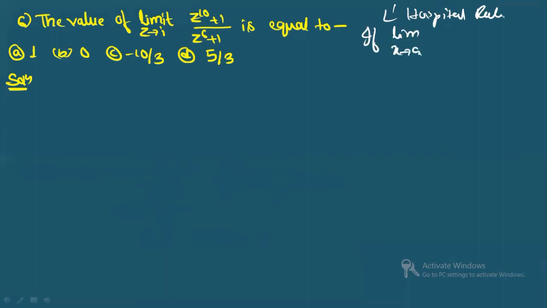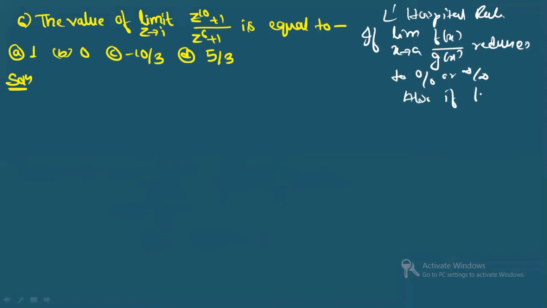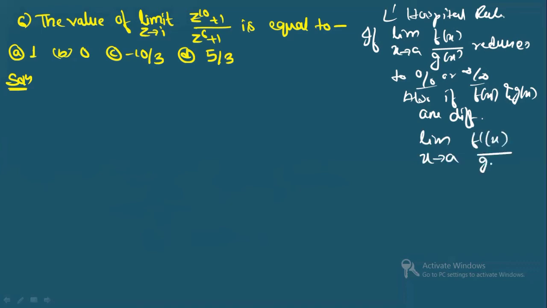If you have the limit as x tends to a of f(x) by g(x), and if it reduces to 0 by 0 or infinity by infinity form, also if f(x) and g(x) are differentiable, when you have this form of limit problems, and you get the form 0 by 0 or infinity by infinity, and f(x) and g(x) are differentiable, then how will you find the value? You will just take the limit as x tends to a of f prime x by g prime x.